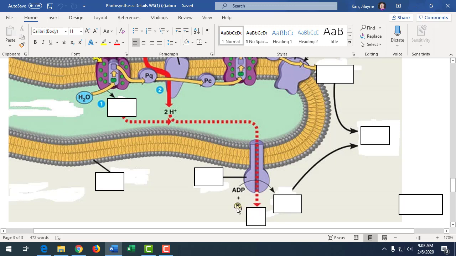So what do we get when we add a phosphate to ADP? We get ATP. So together, NADPH and ATP is going to go to the Calvin cycle. Very good, Calvin cycle. And what do we call this space out here? The stroma. Good.